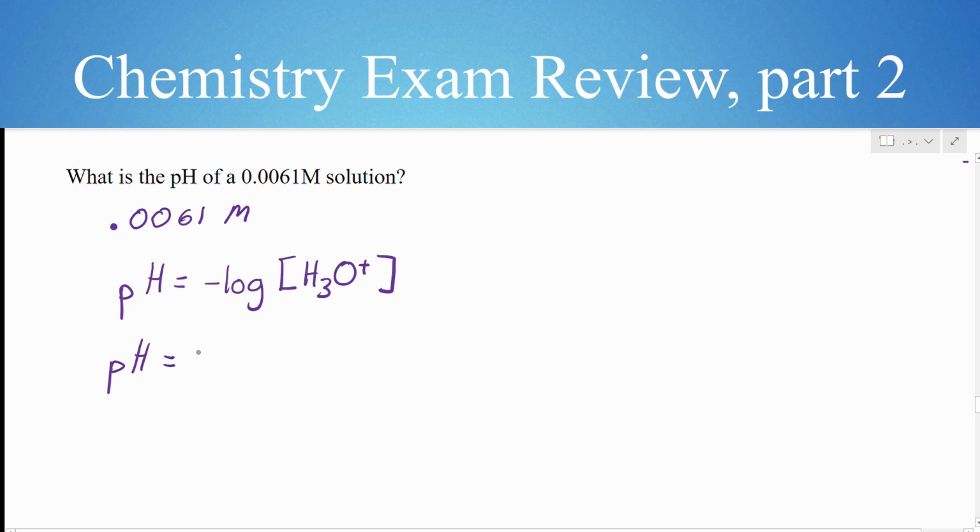So we're going to plug in our numbers. pH is going to be equal to negative log of the concentration, which we were given here, which is 0.0061. And we will calculate this in order to get a pH. The answer here will be 2.21 as our pH.